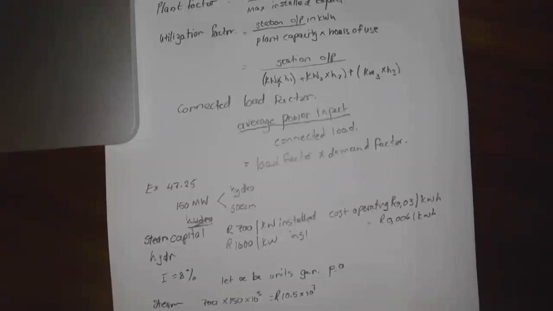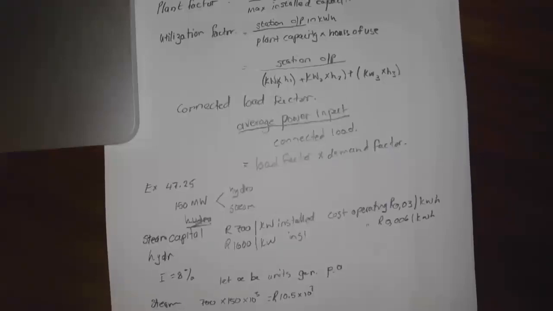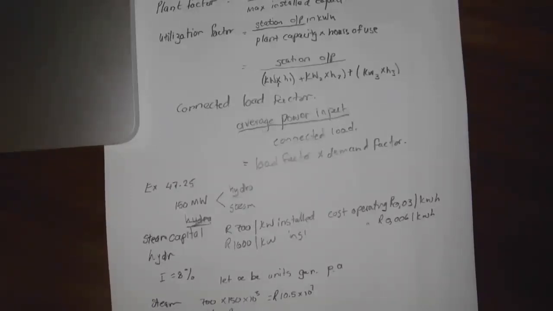Okay, the interest charge will be 8% of that 105 times 10 to the power of 6. That gives us more or less 8.4 times 10 to the power of 6 Rand.